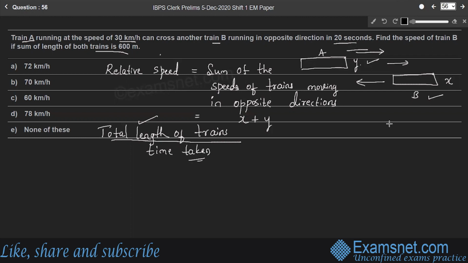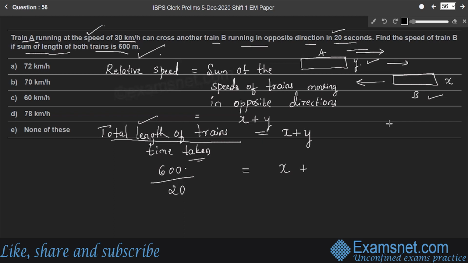Therefore, the relative speed is equal to the total length of the trains divided by the time taken, which is x plus y. So what is given in the question? The sum of the lengths of both trains is 600 meters, so the total length is 600, and both are running in opposite directions, taking 20 seconds. So 600 by 20 is equal to x plus, where x is the speed of train B. What is the speed of train A?